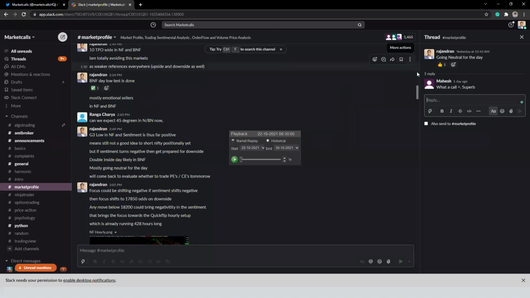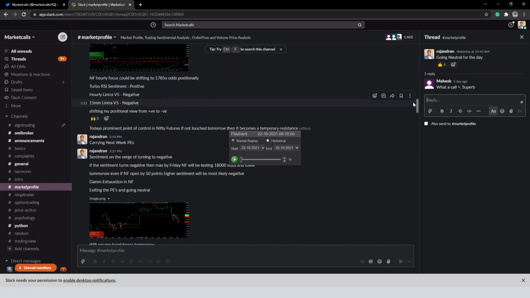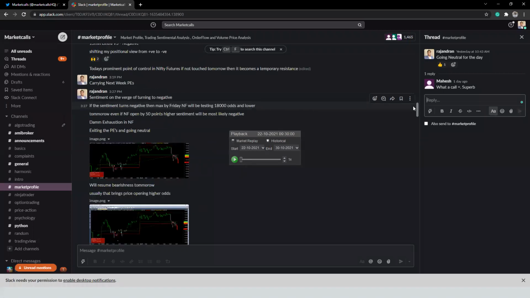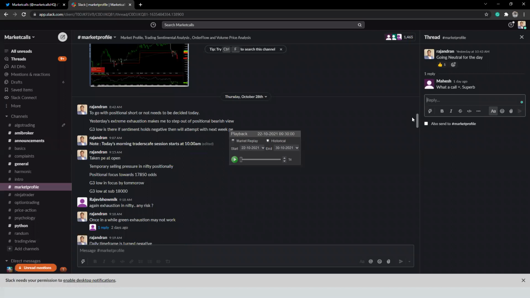So this is Wednesday. We have a Slack community. We've been running the Slack community since 2016 onwards. Most of the days we do participate and talk about market activity. So Thursday, October 28th, right? So whether to go with a positional short or not needs to be decided today. This is when Nifty itself was around 18,000, somewhere around 200 plus level, 210 level.